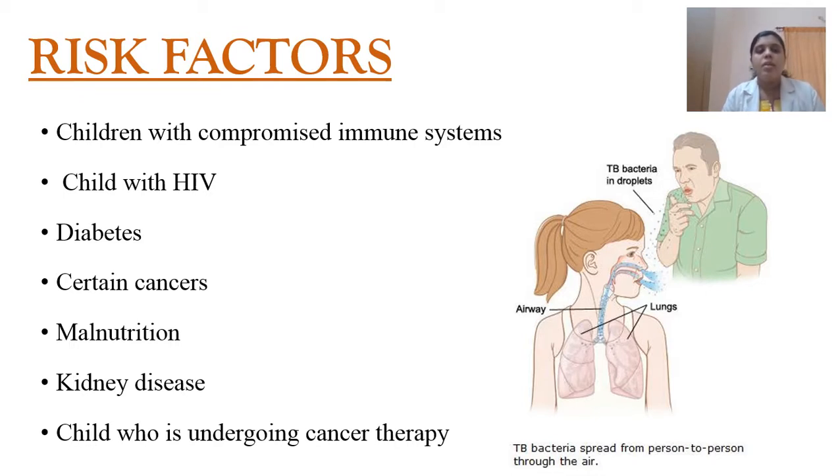Children with a compromised immune system. As you already know, children usually have less immunity. Whenever there are associated disease conditions which can compromise the immune system, these include a child with HIV, a child with any kind of diabetes, childhood diabetes, or a child with certain cancers. At the same time, children undergoing chemotherapy or radiation therapy, children with malnutrition, and kidney disease are also at high risk for developing the disease.